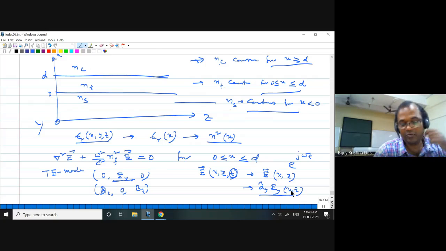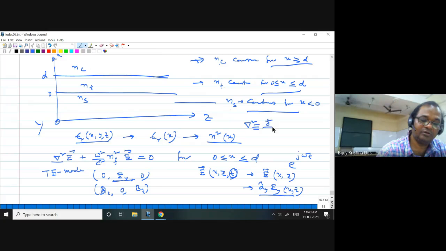I need to find what is the X solution and what is the Z solution. This is del square. Del square is equivalent to del 2 del x2 plus del 2 del y2 plus del 2 del z2. That is known. But in this case, this part will be 0 because I have considered that along the y direction it is infinitely extended. I am considering the electric field is not changing at all. So this part, del 2 del y2, I can just rule out for the 1D waveguide.